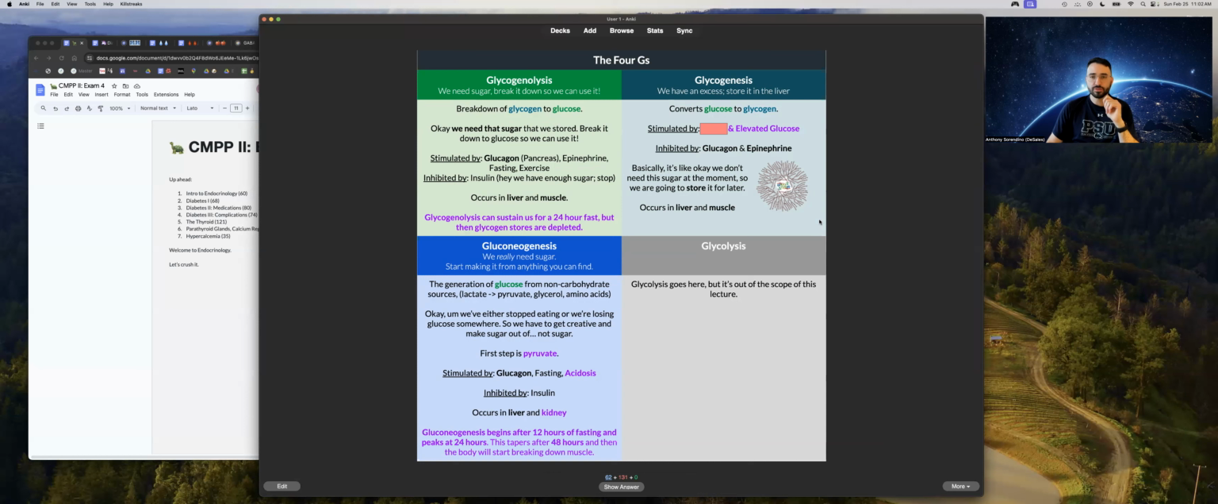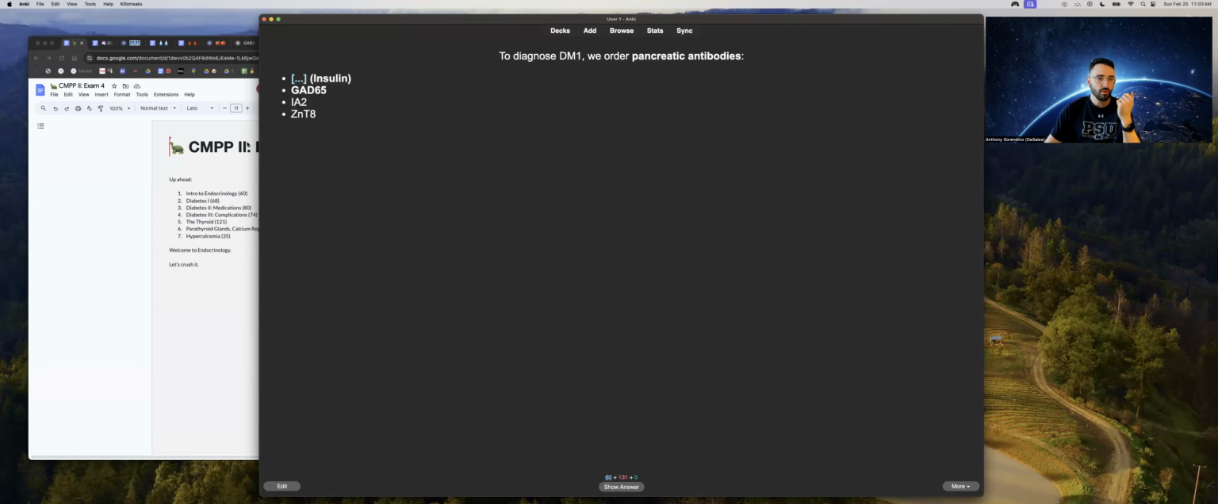What stimulates? It's got to be insulin. What is just the name of this? Gluconeogenesis. To diagnose DM1, we order pancreatic antibodies. Oh, IA2, ZnT8, I don't know that I want to know this. They're just random letters.